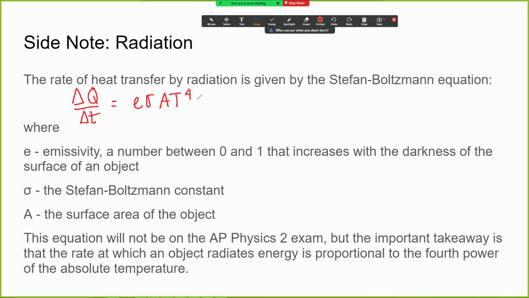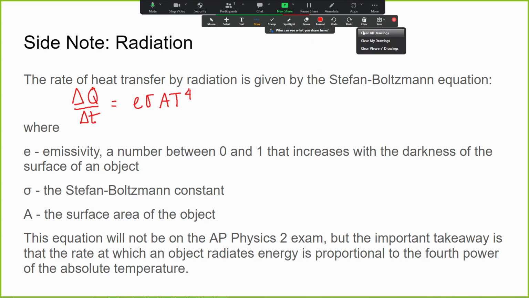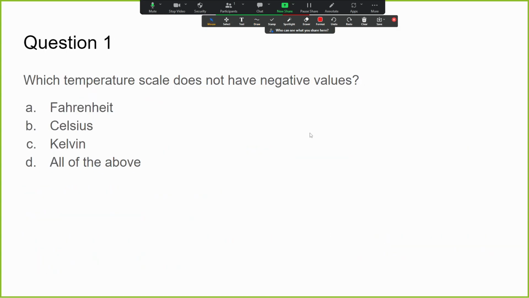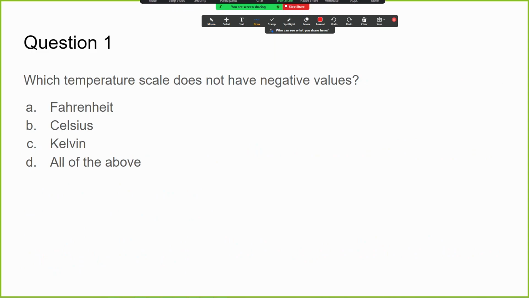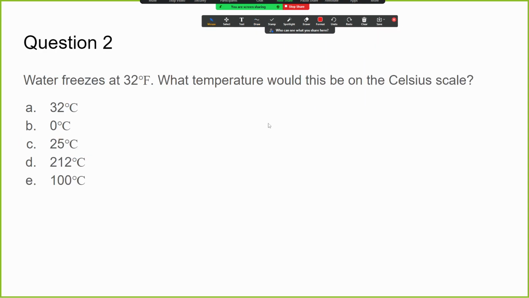So hopefully this is kind of interesting. I'm a space geek, so I think it's cool how heavily the heat transfer is dependent on the temperature of the object that we're talking about. So which temperature scale does not have negative values? The answer is Kelvin. I can tell you right now that your test will not have a question that easy, but it is just important to know that so that you can actually check if you get an erroneous answer.